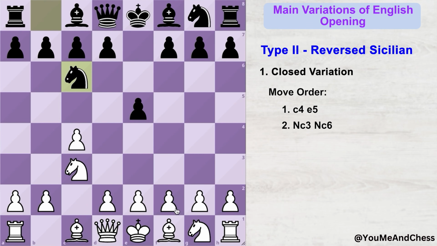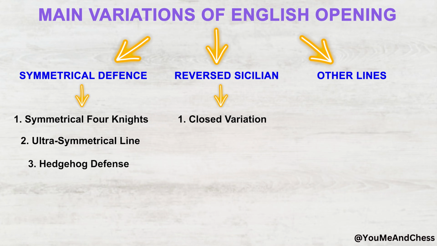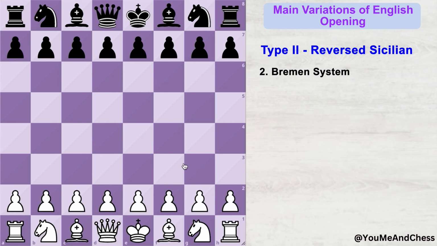Now let's look at another line in the reversed Sicilian, and that is the Bremen system. In the Bremen system, white tries to take immediate control of the light squares of the center by fianchettoing his light square bishop on the g2 square. Let's have a look at the moves.